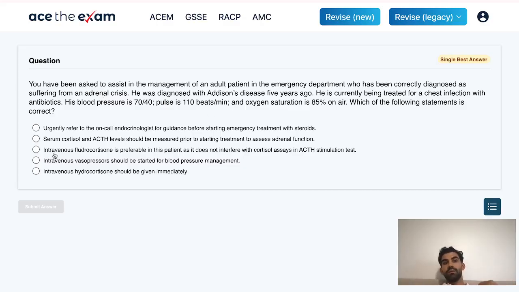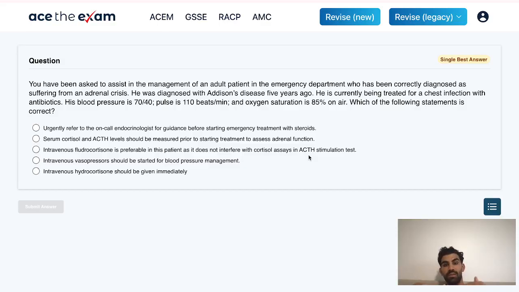So that's incorrect. Intravenous fludrocortisone is preferable in this patient, as it does not interfere with cortisol assays in the ACTH stimulation test. So remember, the ACTH stimulation test is what we use as the gold standard to diagnose Addison's disease. So when you're thinking about diagnosing primary adrenal insufficiency compared to secondary, we want to first of all check around 8 a.m. we want to check the cortisol levels. If they're low, we then want to go on to an ACTH stimulation test.